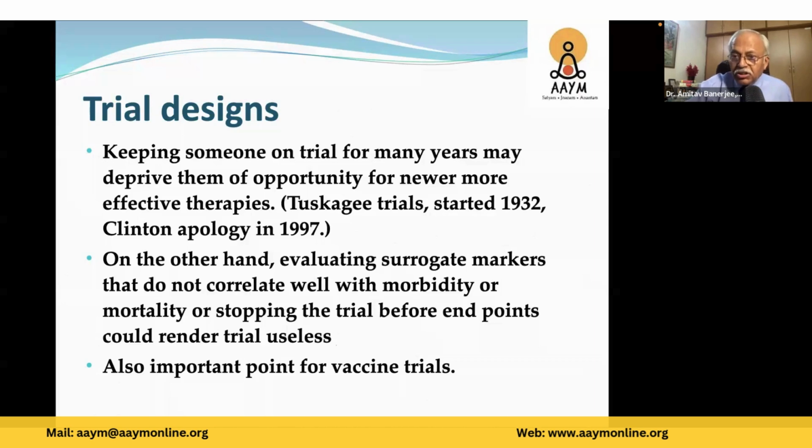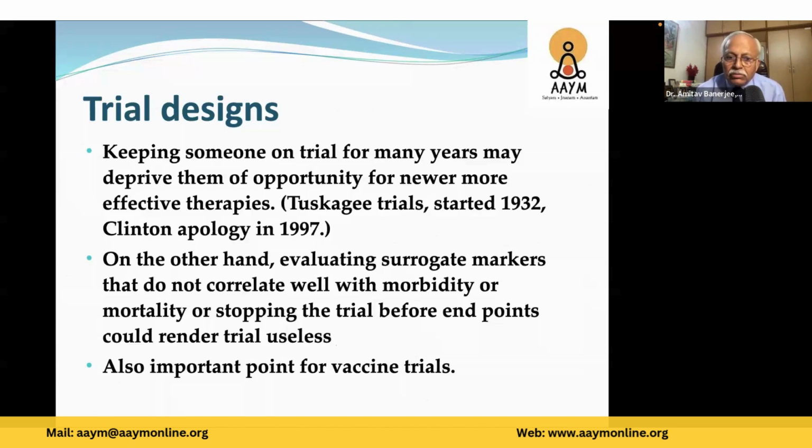So this Tuskegee trial is a landmark illustration of how ethical principles can be violated even by government research bodies. And in 1997, the President of America at that time, Bill Clinton, made a public apology. 1997. There is a photo of him also with one of the survivors of the Tuskegee trial. So this is one very illustrative case.